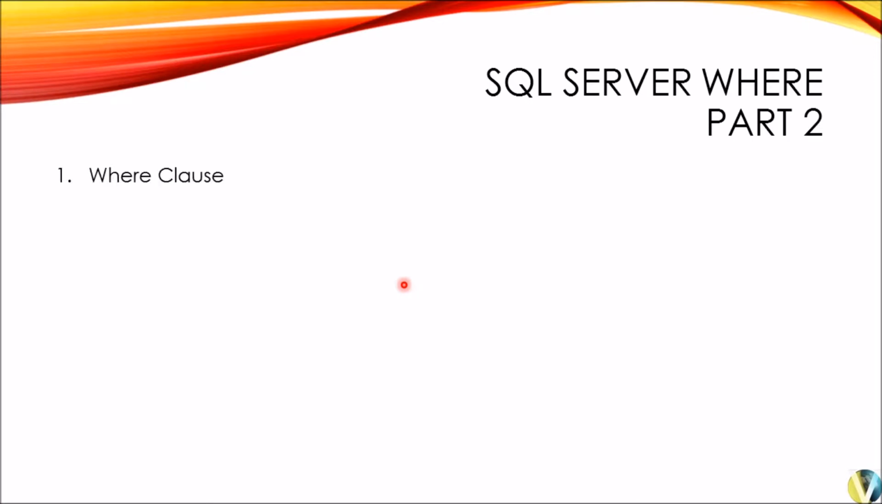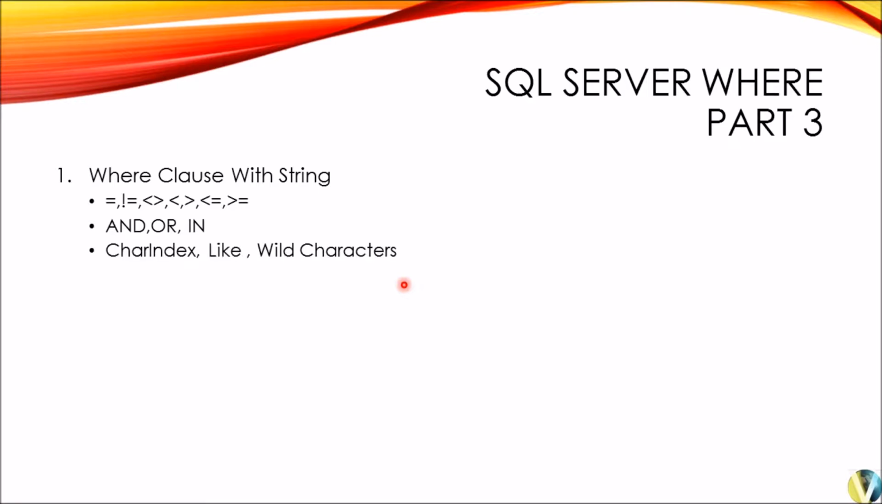In the second part of the where clause video, we learned about how to use AND, OR. We learned about IN, and we learned about range and BETWEEN. This is the third part. In this part, we are going to learn about how to use a string column with equality sign, non-equality sign, less than, greater than, less than or equal to, greater than or equal to, and OR, IN. And we are going to learn about some functions such as CHARINDEX, LIKE and wild characters.